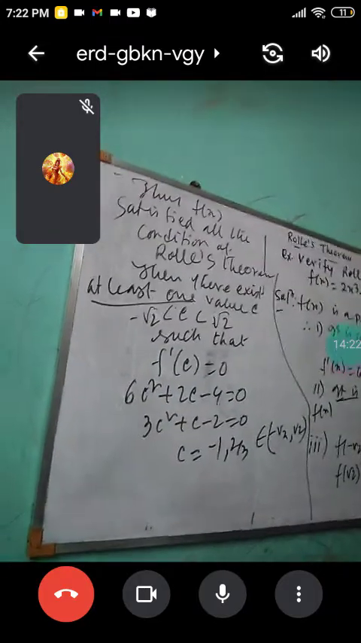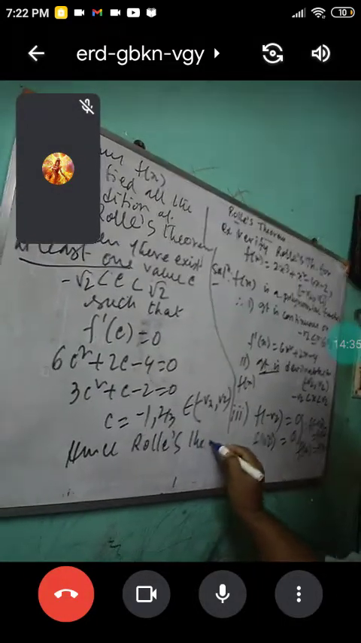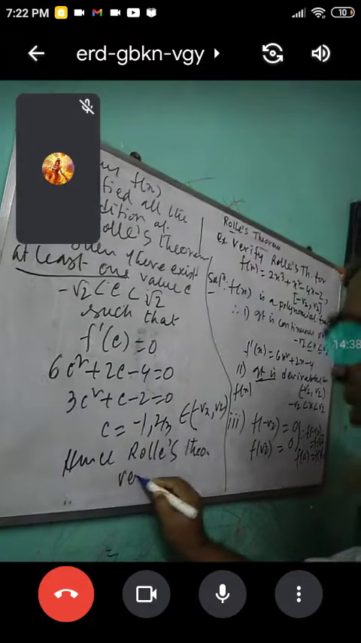So those two values lie in this interval. If the value of c lies in the open interval minus root 2 to root 2, then we can say, hence, Rolle's theorem verified. This is all about Rolle's theorem and the geometrical interpretation of Rolle's theorem, and one sum I have taken from a university question paper and solved.